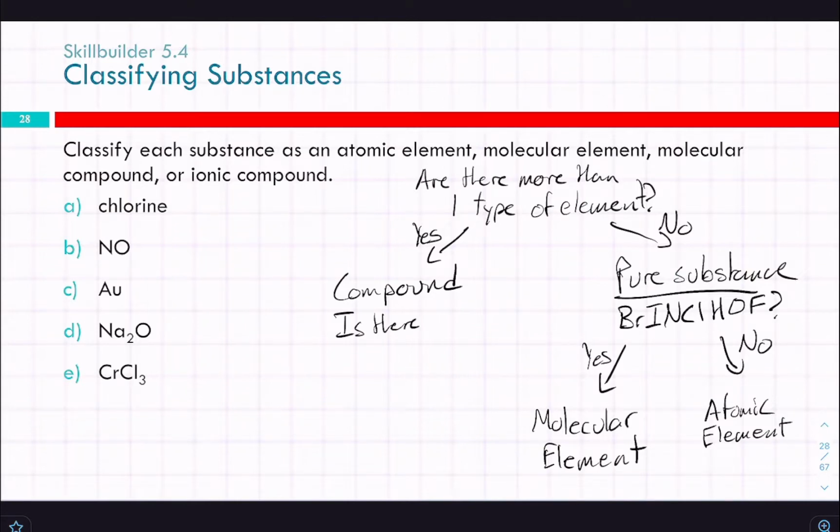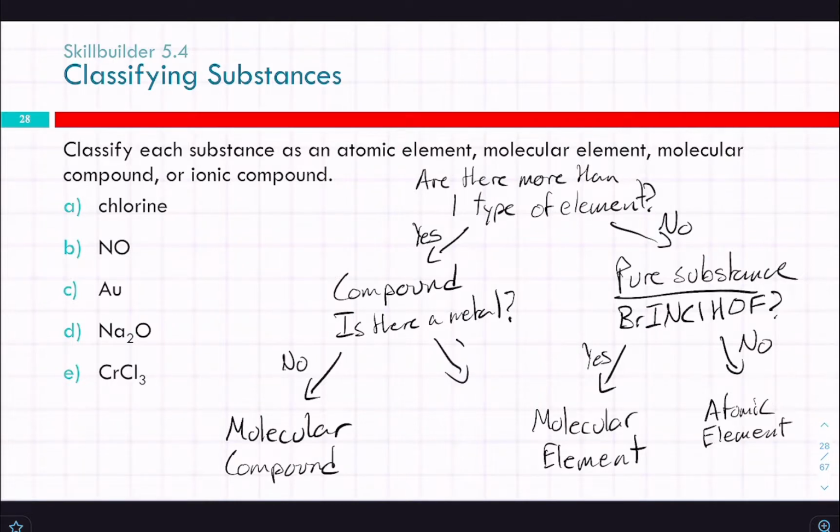So if there's no metal, then what is it? Molecular element. Or not molecular element, excuse me. Molecular compound. If the answer had been yes, then we'd have an ionic compound.